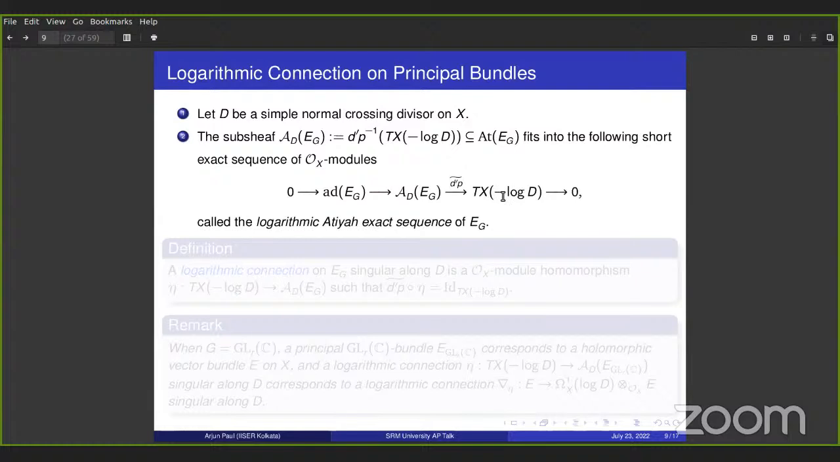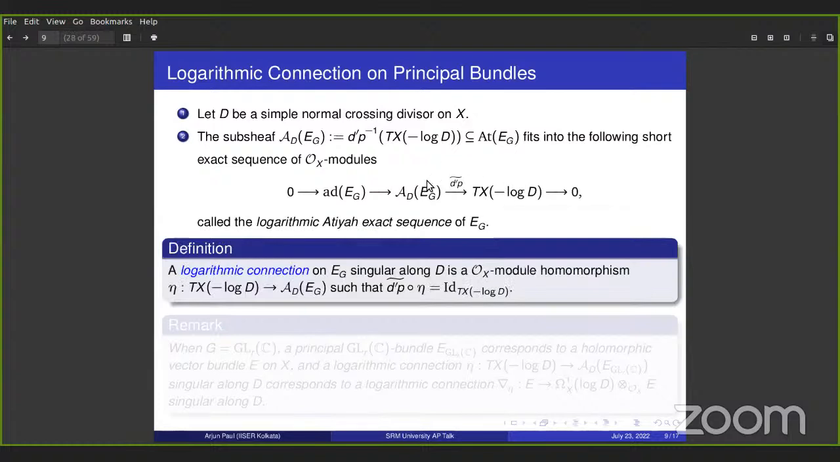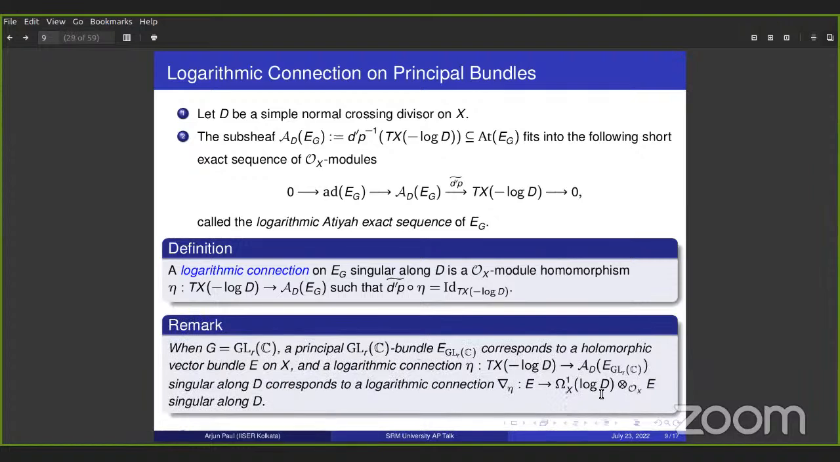And it turns out that when G equals GL_n(C), an O_X-linear splitting of this exact sequence is the same as the logarithmic connection on the vector bundle as we have defined earlier. So for the case of a principal bundle, we define a logarithmic connection on E_G singular along the divisor D to be an O_X-linear homomorphism η from T_X(-log D) to the logarithmic Atiyah bundle, such that d'P̃ composed with this η is the identity on the logarithmic tangent bundle on X. So this is the remark I have just mentioned.